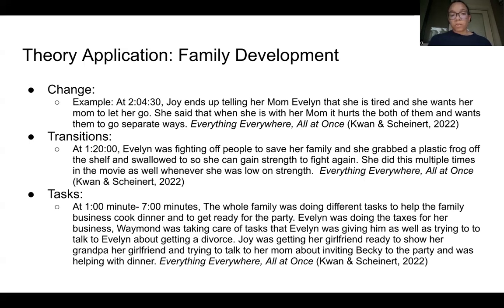getting a divorce. Joy was getting her girlfriend ready to show her grandpa, and was trying to show off her girlfriend. It's like before the party. And she was also helping with dinner while trying to talk to her mom at the same time. So she was just doing multiple tasks at once.